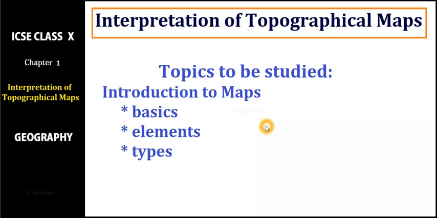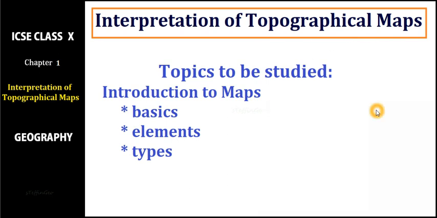Hi everyone, we are going to start a new lesson. The name of the lesson is Interpretation of Topographical Maps. We will not be doing the interpretation in this lesson, but we'll cover some basics about maps. So the topics to be covered in this lesson are the basics about maps, the elements of a map, and types of maps. Then we will see one important part of the topographical map.